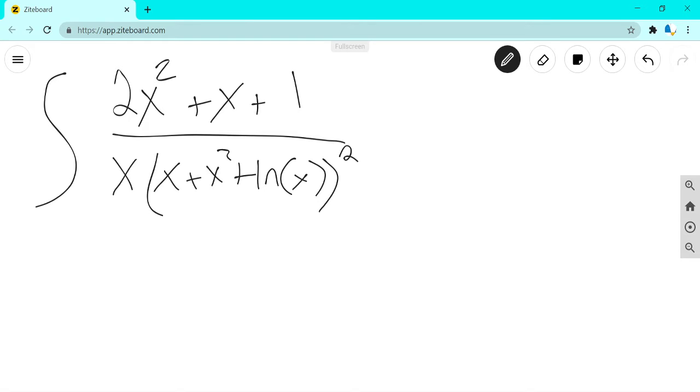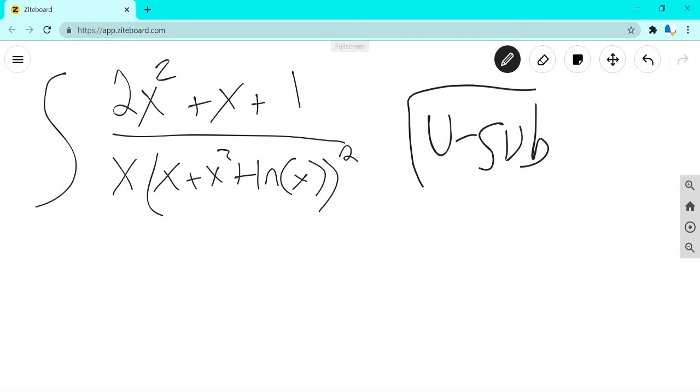Now, usually when there's a fraction, it's not integration by parts or expanding. The other thing is usually u-substitution. And there's a reason: with u-sub, you usually have some part of u on the denominator and du on the top, and you go from there.